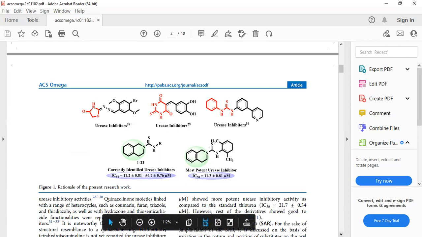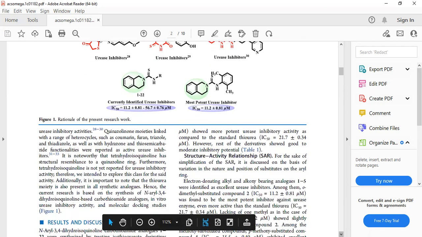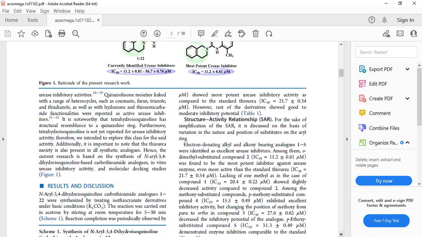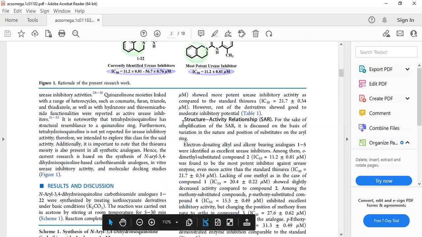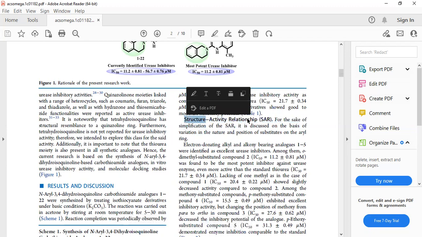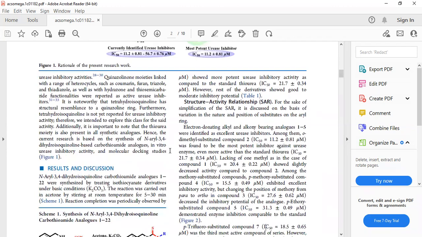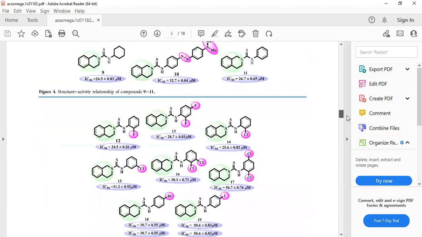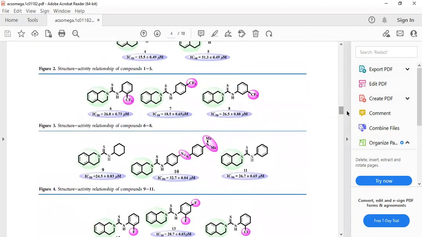After that, you have to write or read an SAR of this. What does SAR mean? Structure activity relationship. What does a structure activity relationship tell? Let's check a little bit about this. This is a structure activity relationship. Actually, the structure activity relationship tells how functionalities and their positions play a role in the activity.